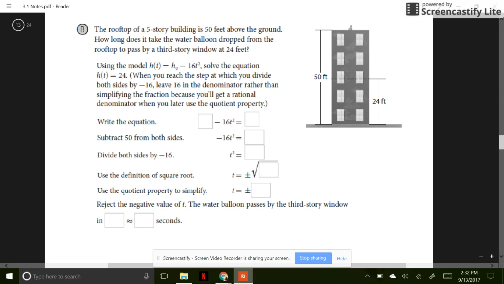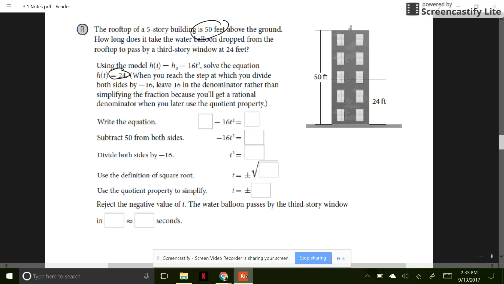The rooftop of a 5-story building is 50 feet above the ground. How long does it take the water balloon dropped from the rooftop to pass by a 3rd-story window at a height of 24 feet? So this time, again, we're using height because it's telling us how far above ground we are. We want to solve this equation for the height at 24, and then we have to set our initial height as 50 feet since that's where we're starting.